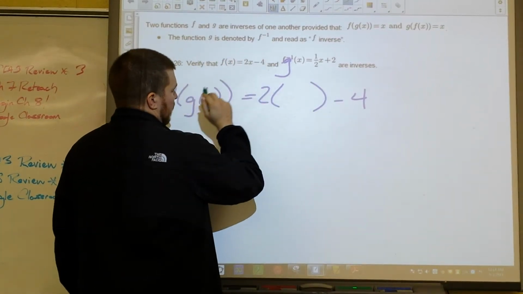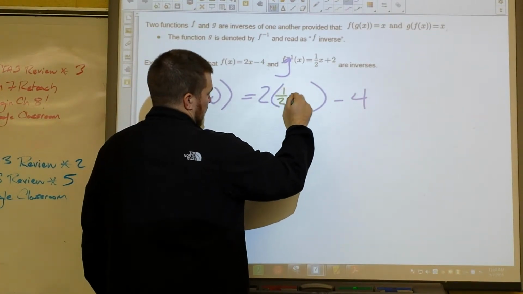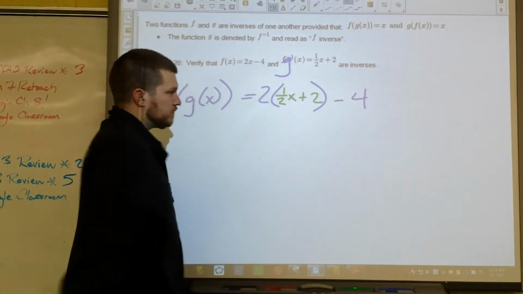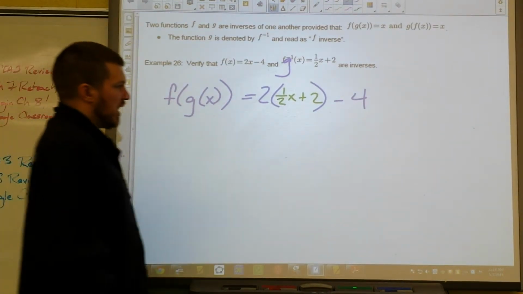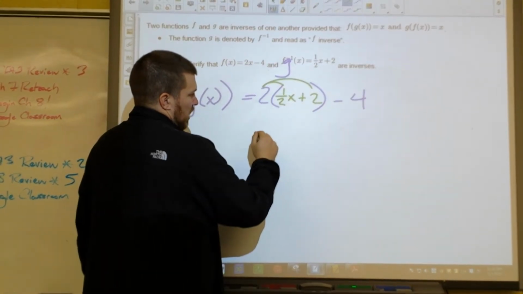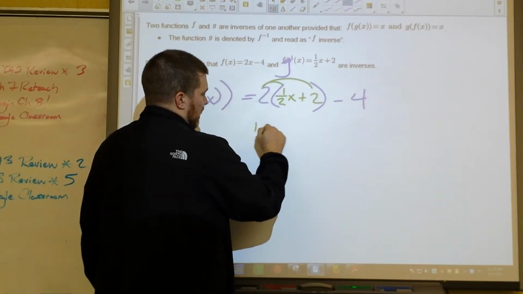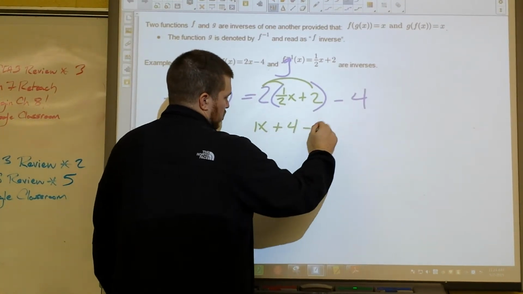Now my g function gets plugged in. So it's f of g of x. So here's where g of x gets plugged in: 1/2 x plus 2. Now I just want to clean it up as much as possible. I have distributive property. So 2 times 1/2 is 1. So I have 1x plus 4. And then minus 4 on the outside just falls down.